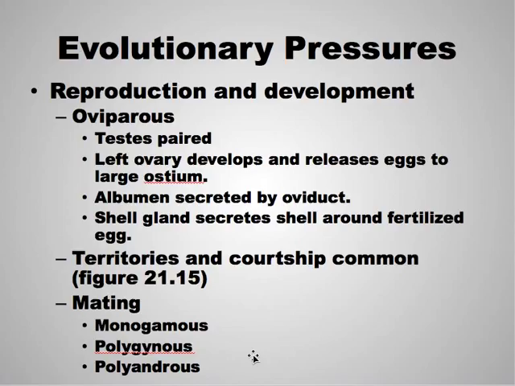Reproduction and development. The testes, there are two. However, in the females, only the left ovary develops and releases an egg. Why? Because loss of the right ovary made them much lighter for flight. Makes a whole lot more sense. So it releases the egg, introduces the semen, the sperm, fertilizes, and then you lay down the shell, and then lay the egg.